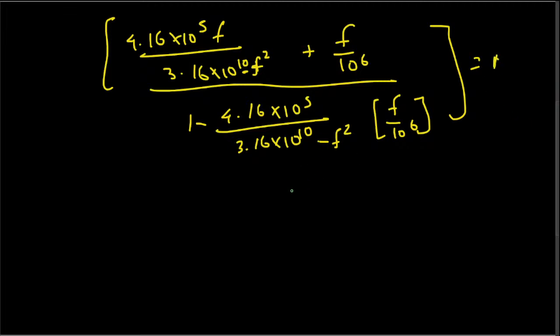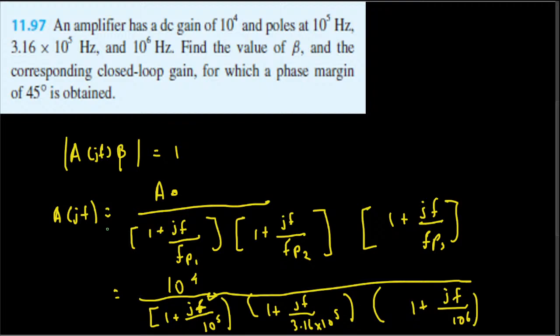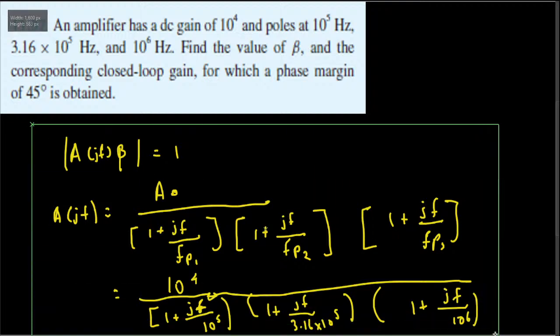And finally from this one you can solve for f, and if you solve for f, you will end up getting f to be 316.122 hertz. Now once you have the f value, you can plug it in this equation right here and find out the A value, because we know that A times beta is equal to 1, and we are trying to find beta. That's why we are interested in finding A. So whatever value of A you get, you multiply that by beta and set it equal to 1, then you find the beta value. So I copy this whole thing again and bring it to the next page.